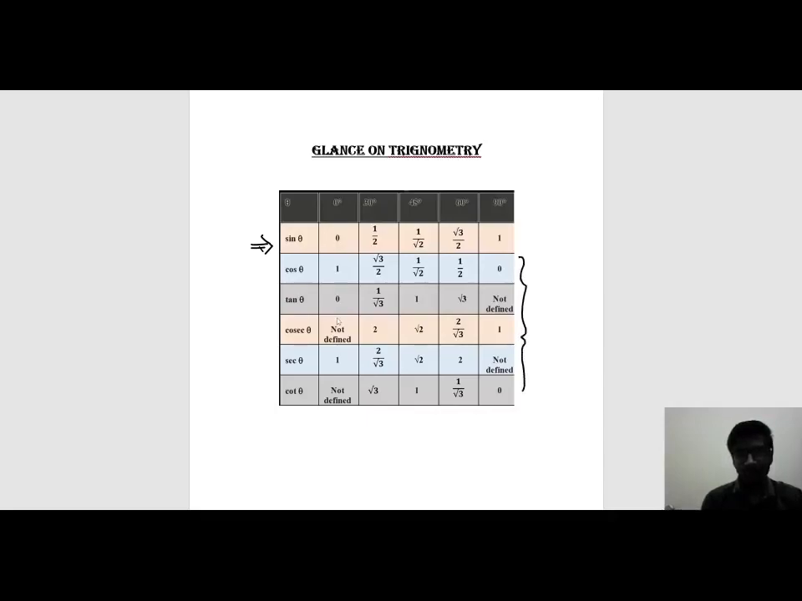You can see the first row values: 0, 1 by 2, 1 by root 2, root 3 by 2 and 1. For cos values, what you have to do is just write the first row in the opposite manner, from the ending part. That is, cos 0 will become 1. This 1 will go to the first place. Root 3 by 2 will come to the second place. 1 by root 2 will stay in the same place. Then 1 by 2 is going to come second last and 0 will go last.